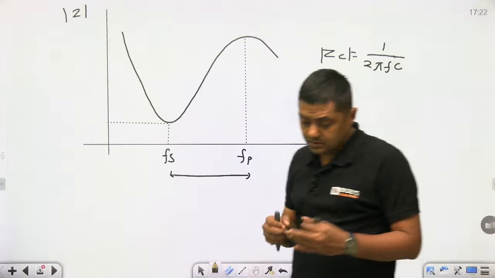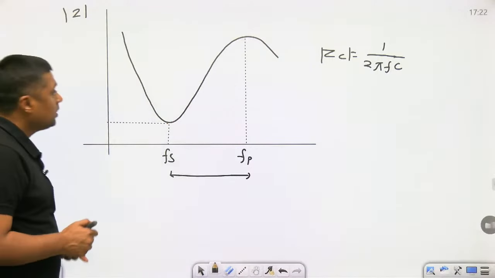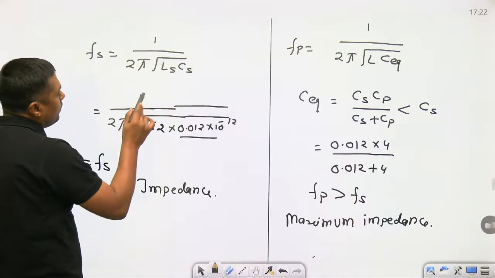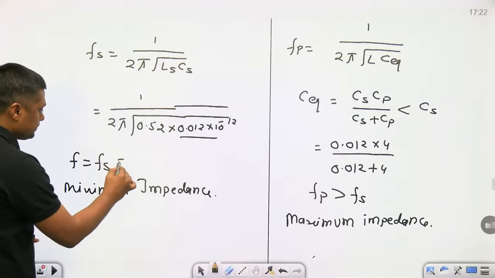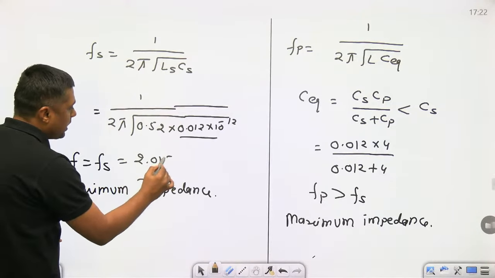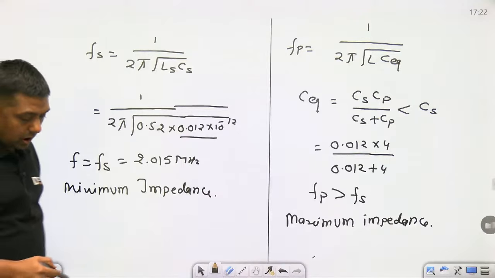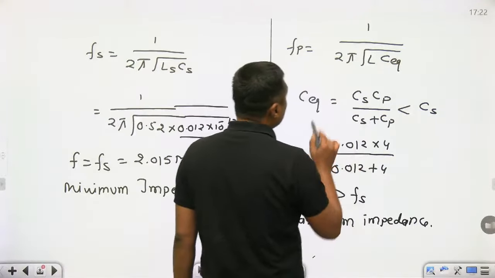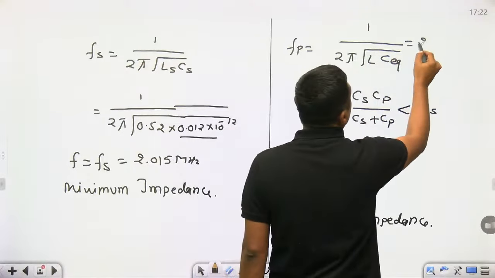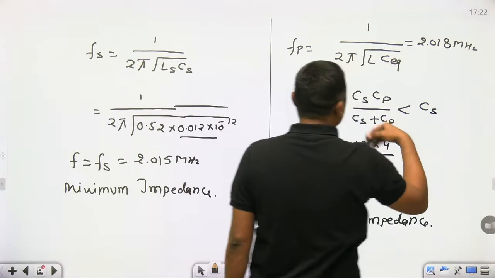So what is the FS? You will find 2.015. Please check my calculation. 2.015 I am getting from this. 2.015 MHz is FS. And here, this is given as 2.018 MHz. Find the C equivalent.